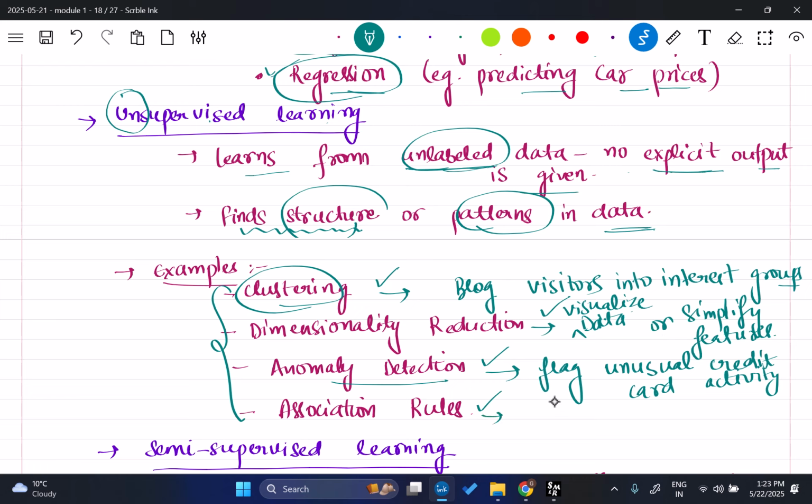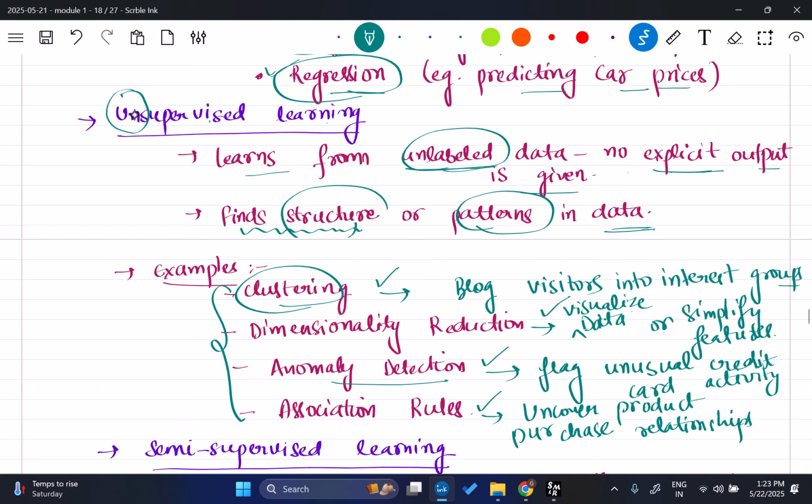Association rules is the next category. It is used to uncover some relations. So we can uncover some kind of product purchase relations, how the customers are purchasing the different products, and if they purchase one product, what is the possible chance that they will purchase the other one.